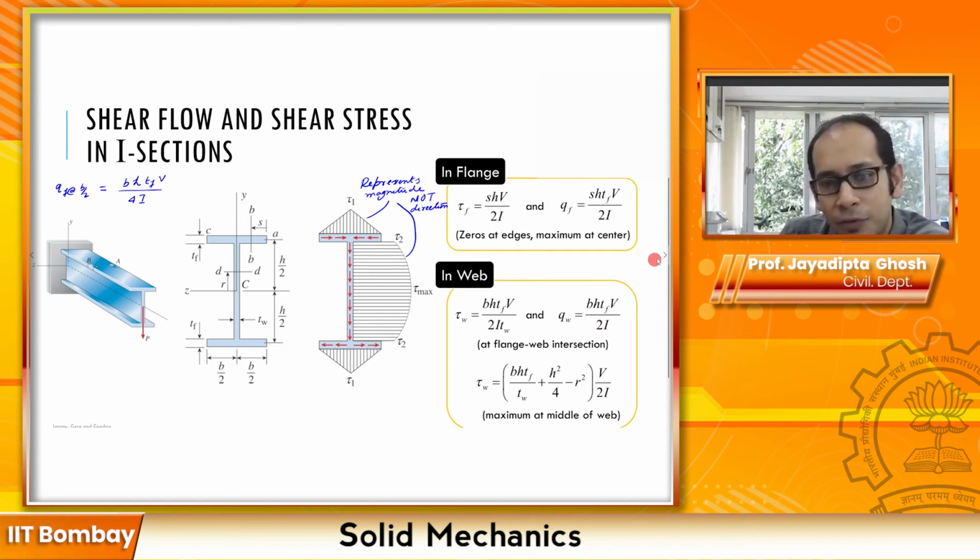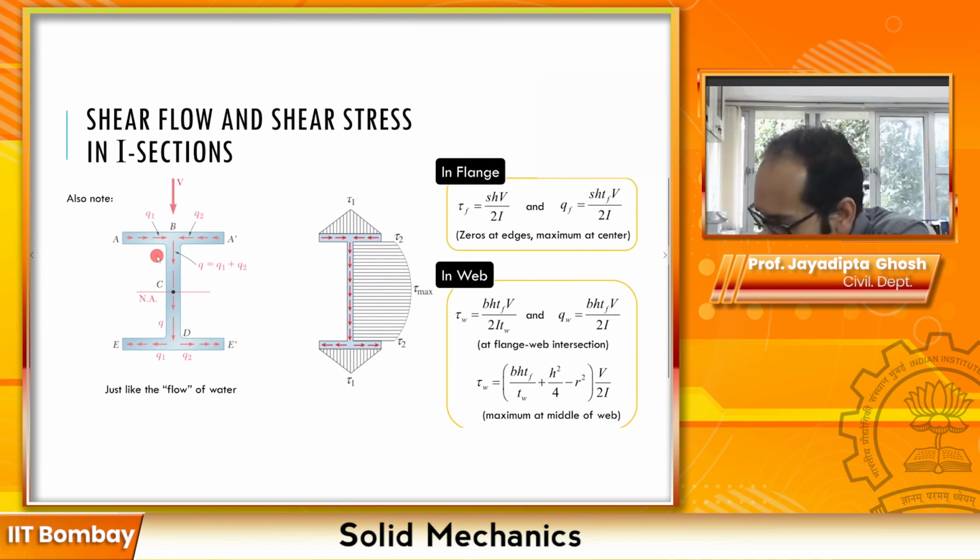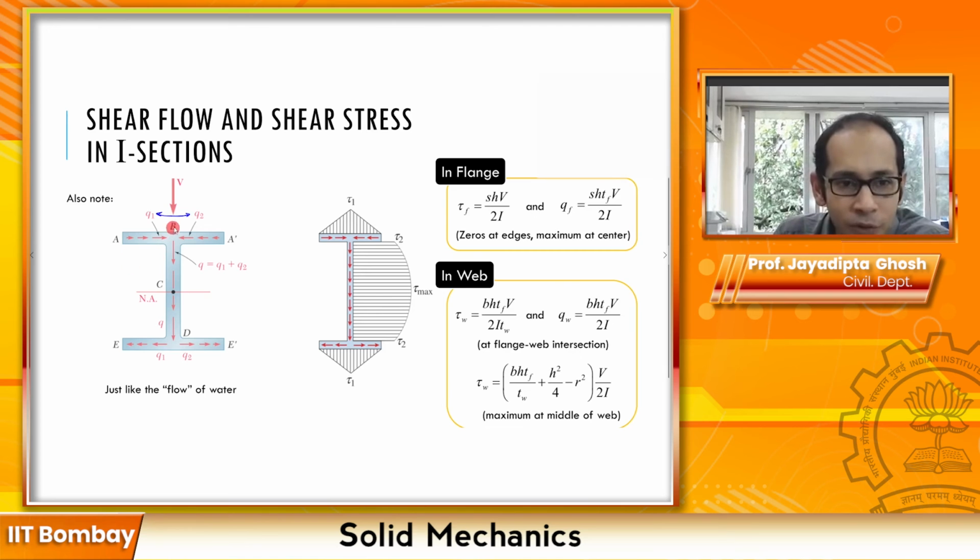So it is just like the flow of water. This is essentially what it shows you over here. Q1 and Q2 here are both equal in magnitude. So these two are the same over here, and both of them merge together, and eventually the Q which you get at this interface becomes equal, right?